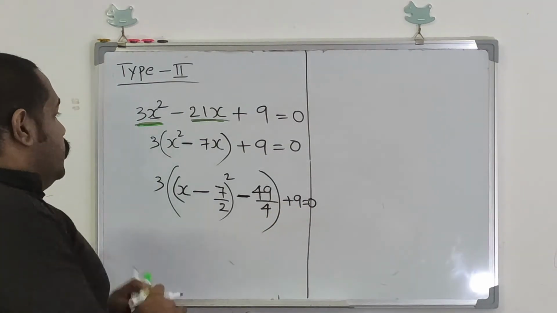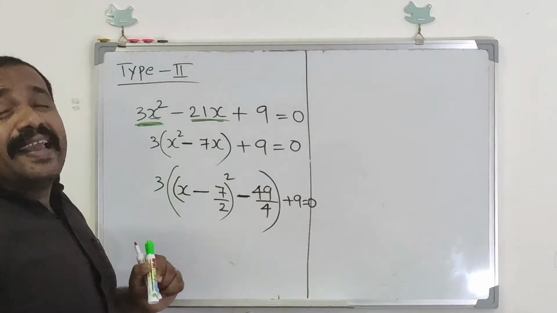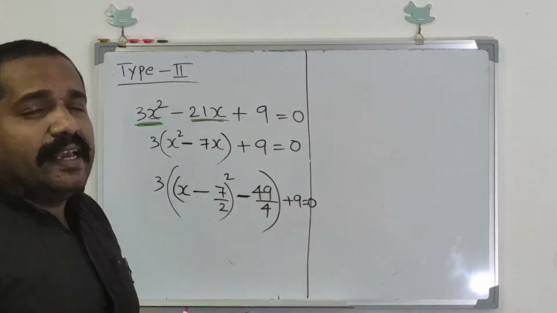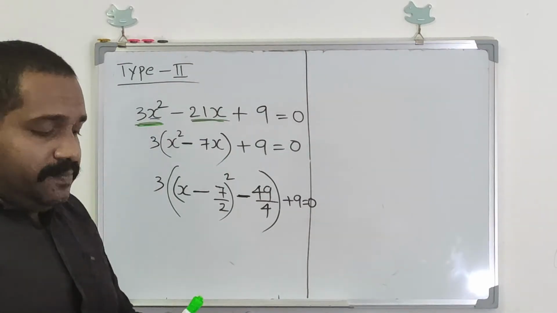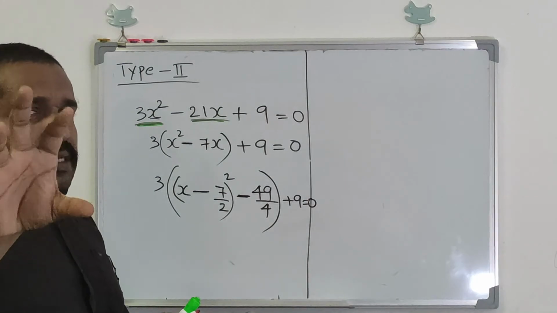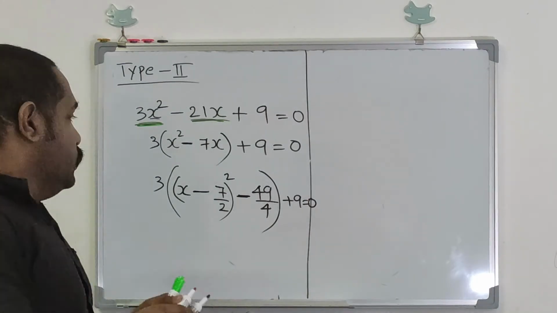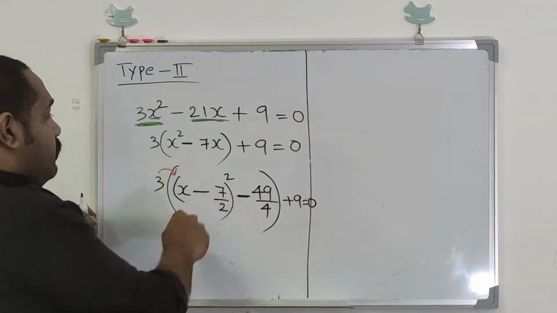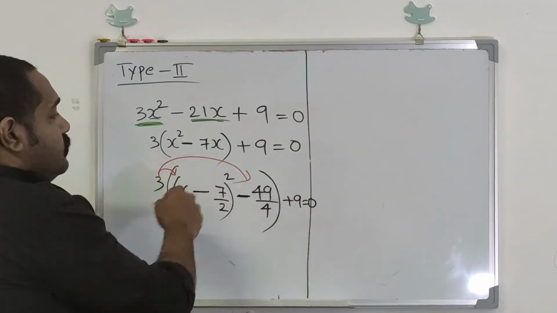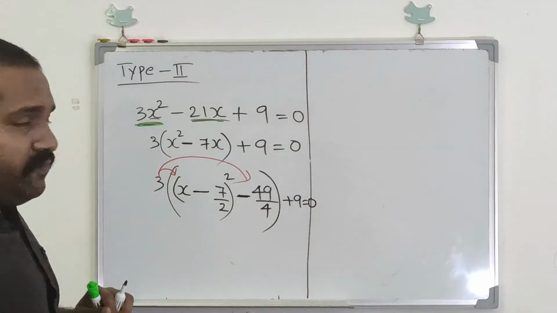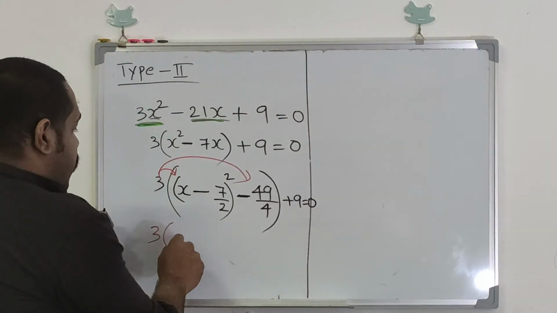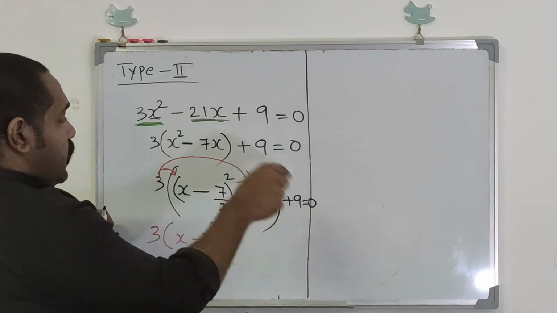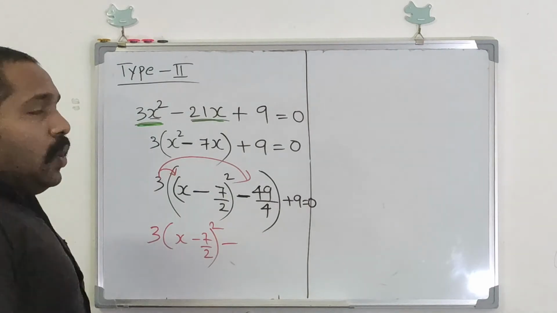Okay, so you try to expand the bracket. We need to be a little careful while expanding the bracket. It is not as simple as type 1. So 3 times this and 3 times minus 49 by 4. So it is going to be 3 times x minus 7 over 2 whole square minus 3 times 49 over 4.